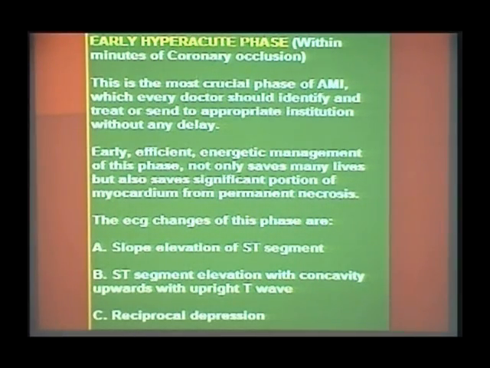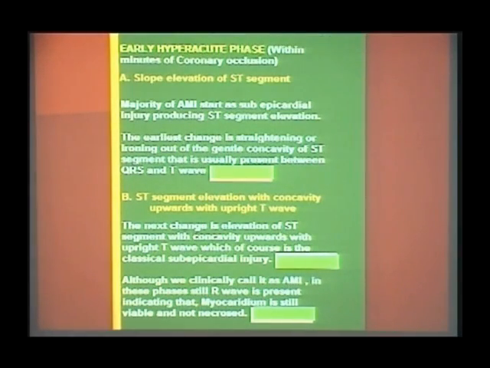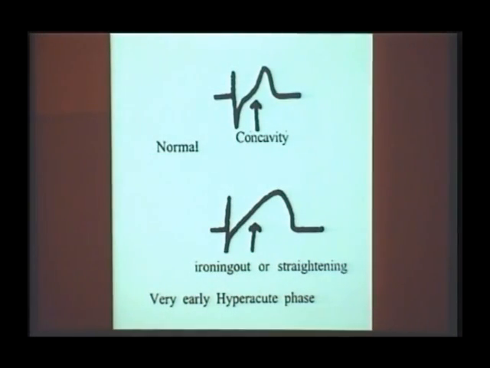So there are 3 ECG signs of the early hyperacute phase. One is a slope elevation of ST segment. Second is ST segment elevation with concavity upwards with upright T wave and reciprocal depression. So there are 3 signs by which you can identify the early hyperacute phase. The earliest sign of the early hyperacute phase, or the earliest sign of subepicardial injury, is what is known as a slope elevation of ST segment.